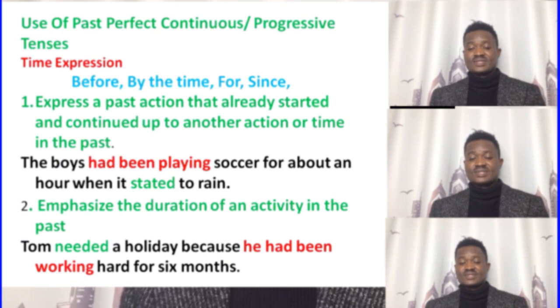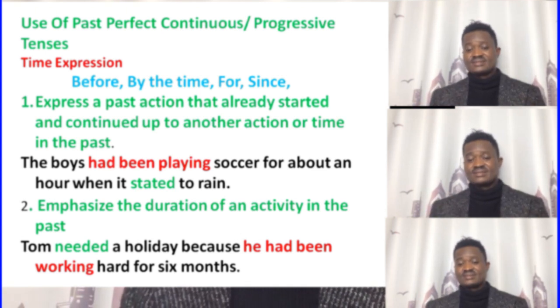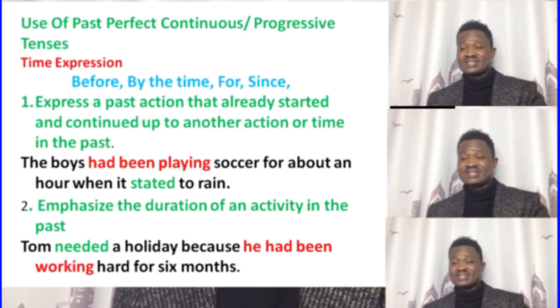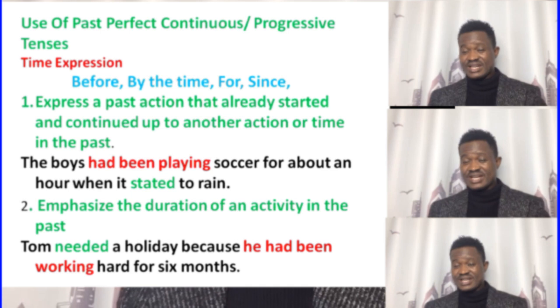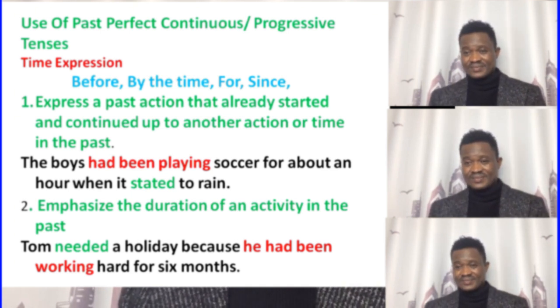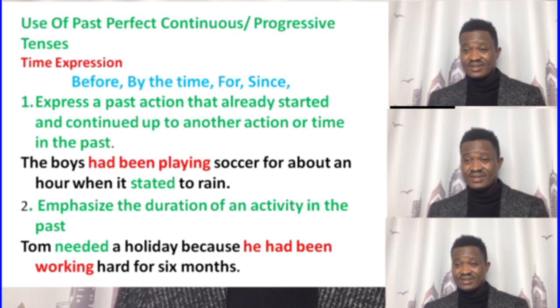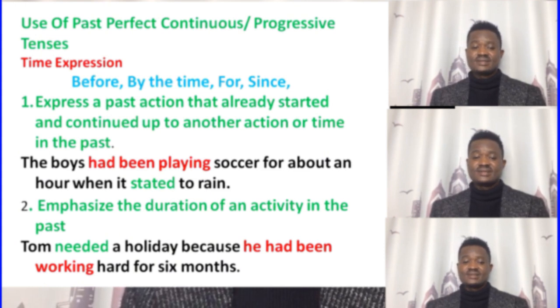All right. So that's why: because he had been working hard for 6 months. "Tom needed a holiday because" is the main clause. "He had been working hard for 6 months" is the subordinate clause. You've got to see the duration there: for 6 months. "For" indicates a period of time. Okay, guys, let's go.